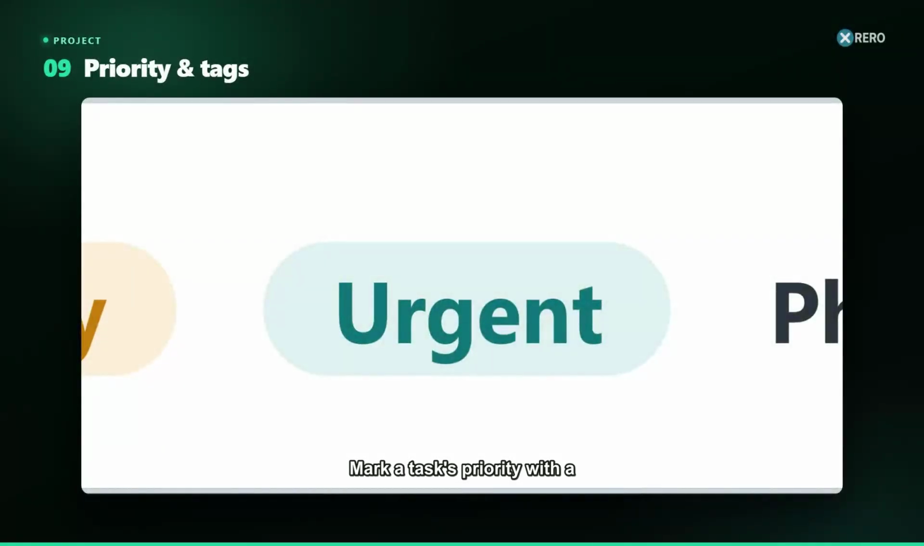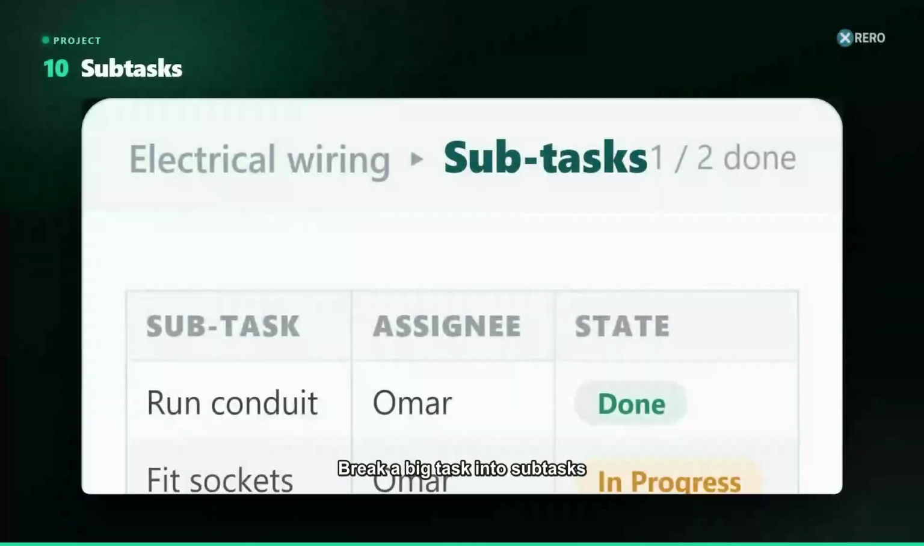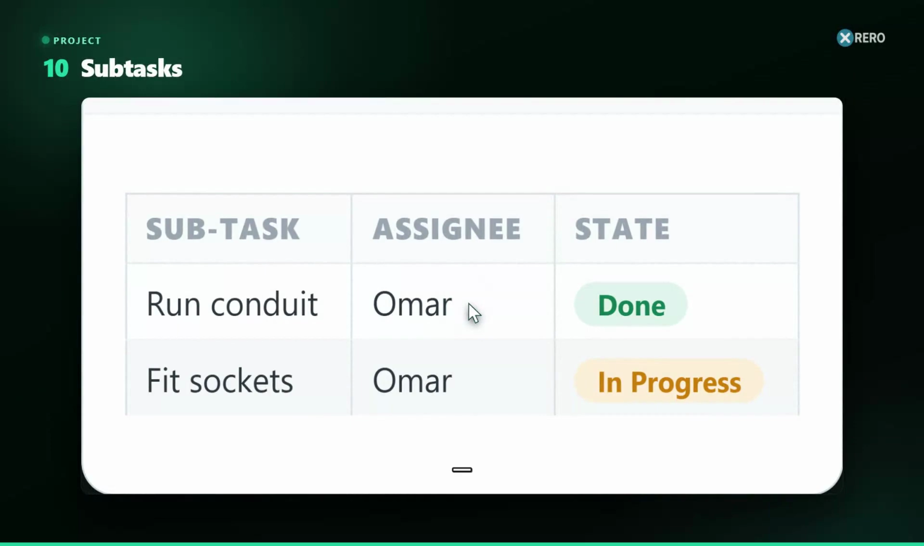Mark a task priority with a star so urgent work stands out on the board, and add color tags, e.g. urgent, client, phase 1, to filter and group. Break a big task into subtasks, smaller pieces with their own assignees and deadlines. The parent task shows how many subtasks are done, so you track a chunk of work without losing the detail.